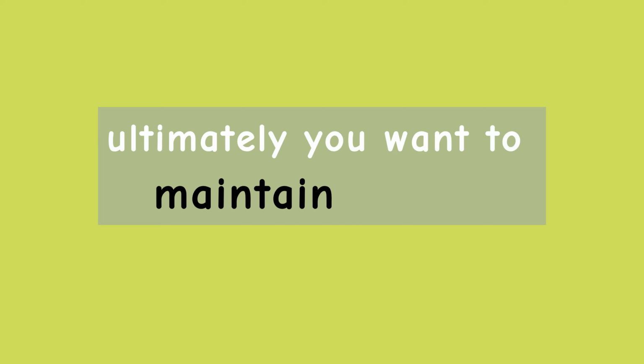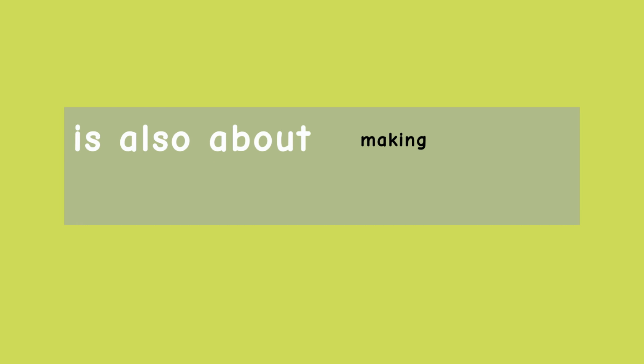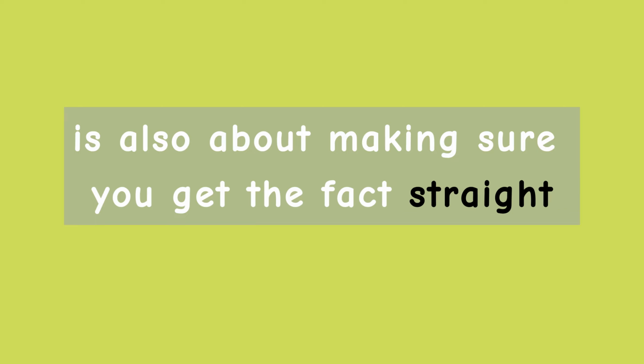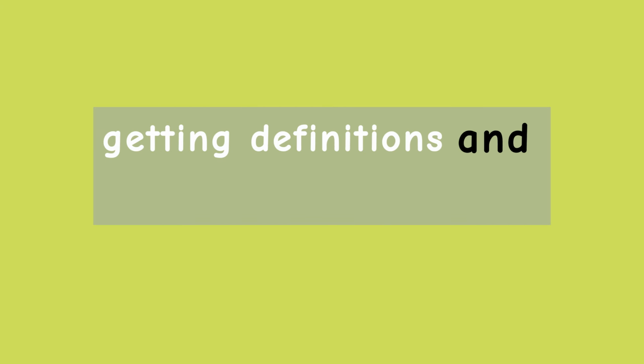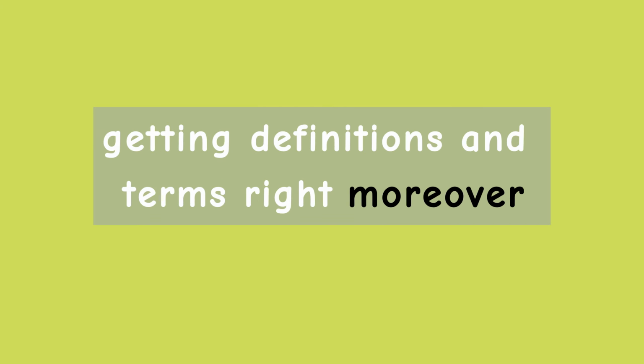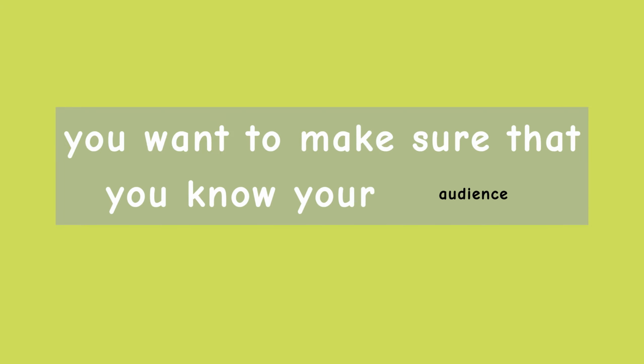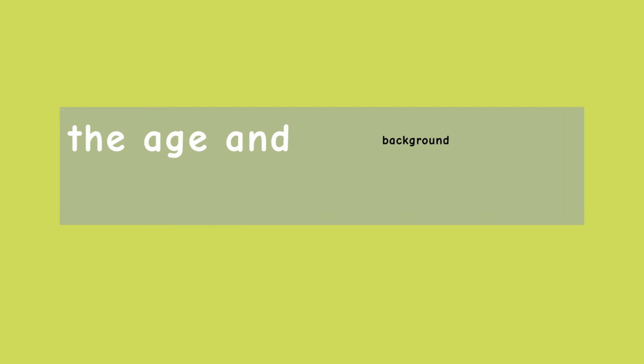Ultimately, you want to maintain readers. Writing to inform is also about making sure you get the facts straight. Therefore, accurate information is a must. This also means getting definitions and terms right. Moreover, you want to make sure that you know your audience. That way, you can tailor your style to suit the age and background of your readers.